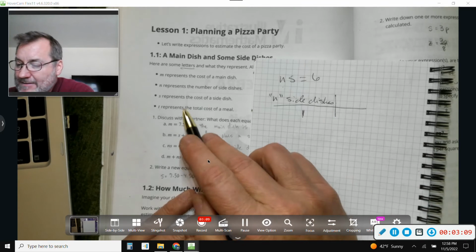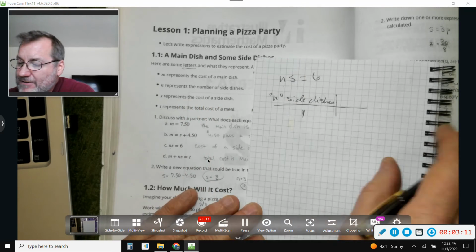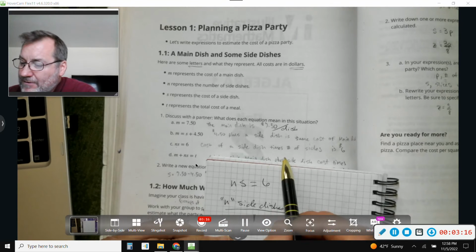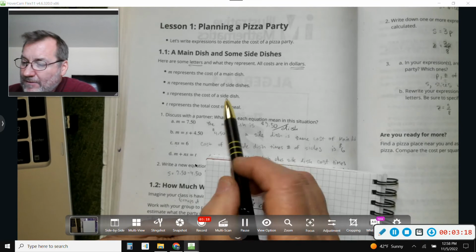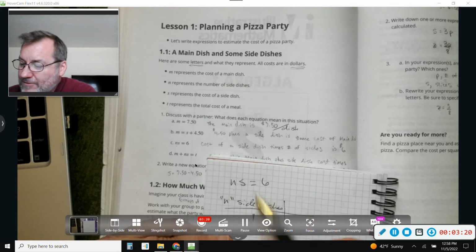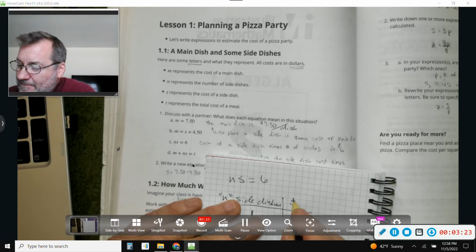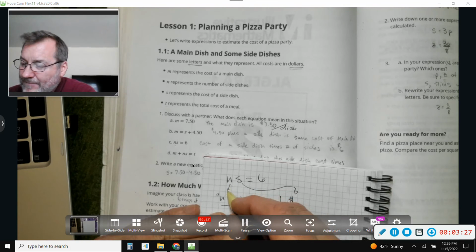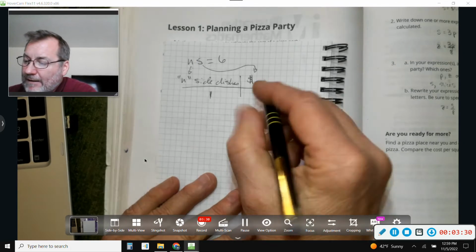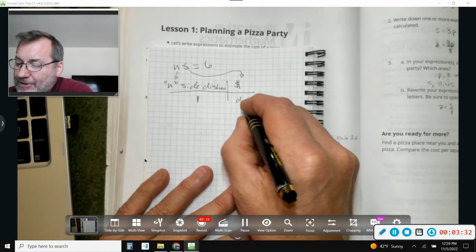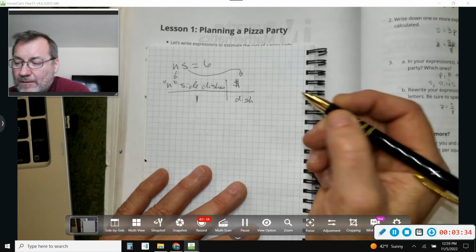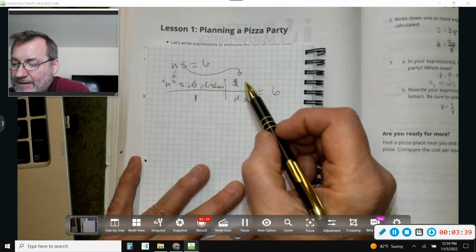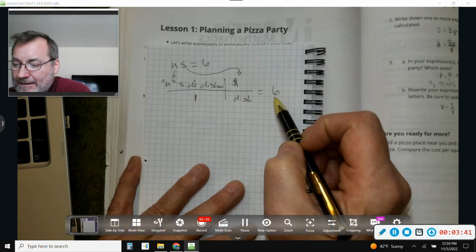And then S represents the cost of a side dish. So the cost of the side dish, if you look up here, we don't actually have a number for it. So we're going to go dollars. That's the side dish, and it's going to be dollars per dish. And it's going to equal 6. So the number of side dishes times the dollars per dish is going to equal 6.